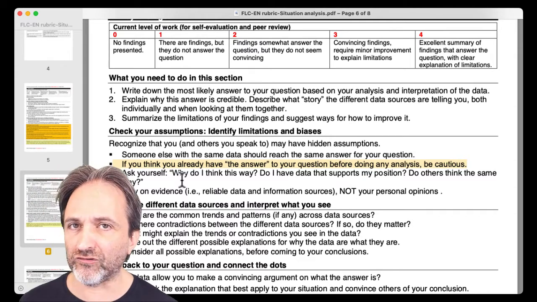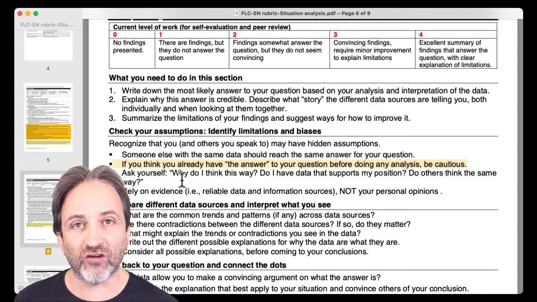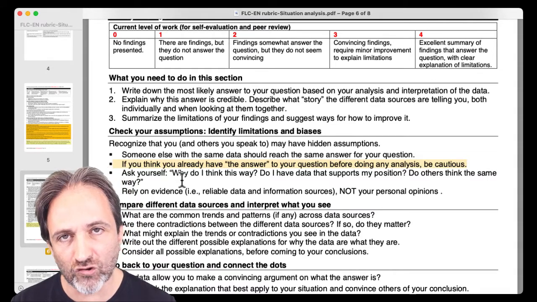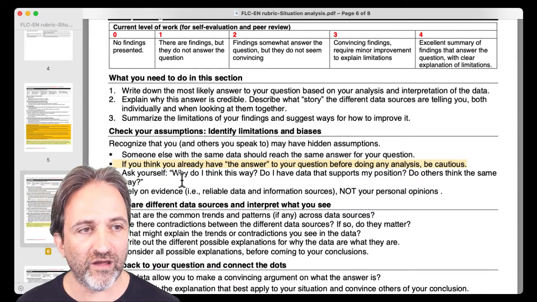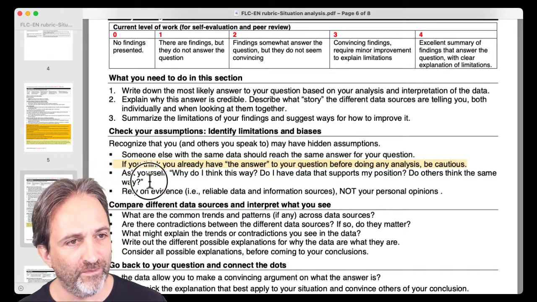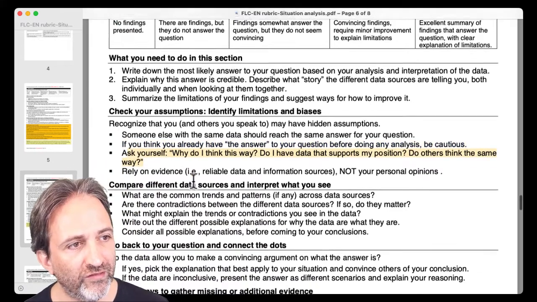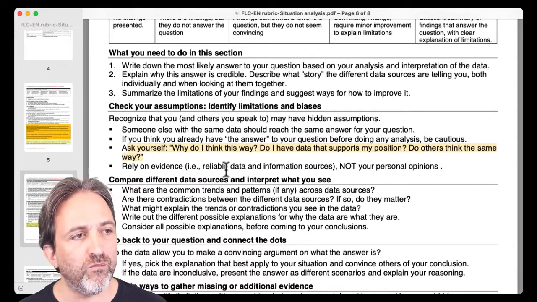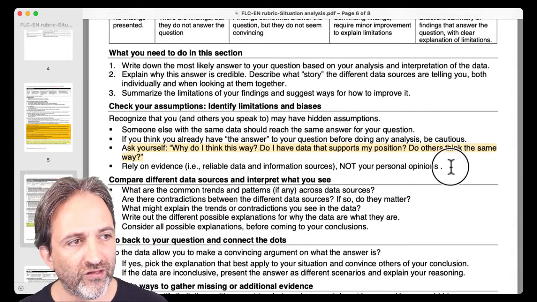It's not only about listing what you know and drawing the conclusion that you think is right. It is questioning the conclusion that you think is right, because that is an assumption. So ask yourself, why do I think this way? Does the data actually support my position? Do others think the same way?